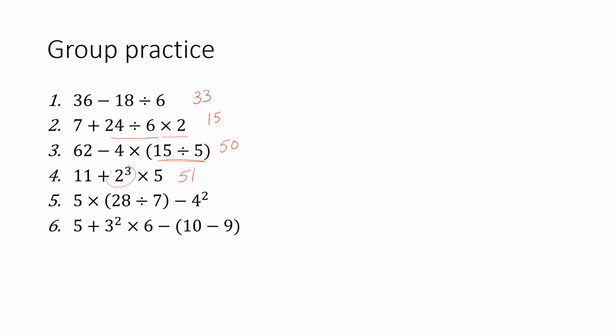Next, we do inside the parentheses first. That's going to give you a 4. Our 4 squared here would be a 16. So we'll have 5 times 4 is 20. 20 minus 16 is 4.